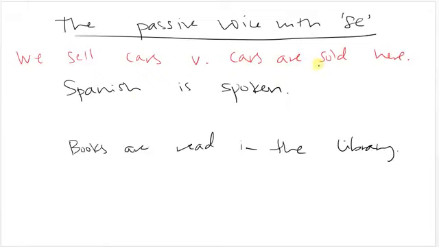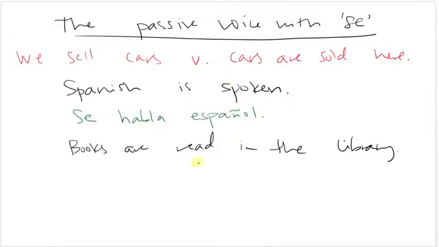So, for example, "Spanish is spoken." You would say, and then to speak is hablar, so, se habla español. You can also use this with plural things.